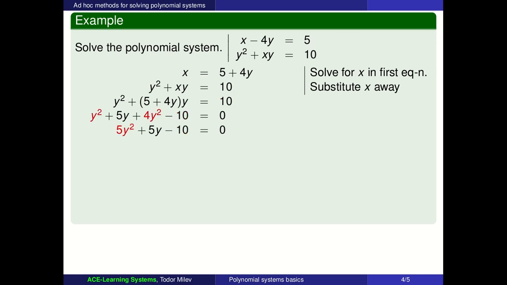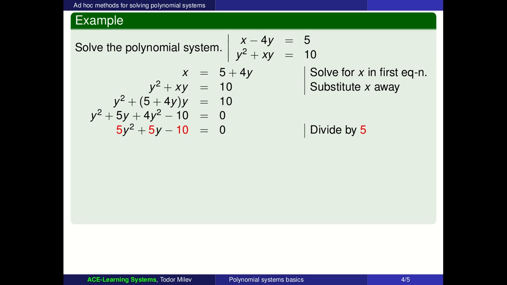Okay, now let us combine y squared and 4y squared to 5y squared. Now this is a quadratic equation in y. We get the equation 5y squared plus 5y minus 10 equals 0. That quadratic equation can be directly solved. However, before I proceed to solve the quadratic equation, let me notice that all three coefficients, the constant term, the coefficient of the linear term, and the coefficient of the leading term, are divisible by 5.